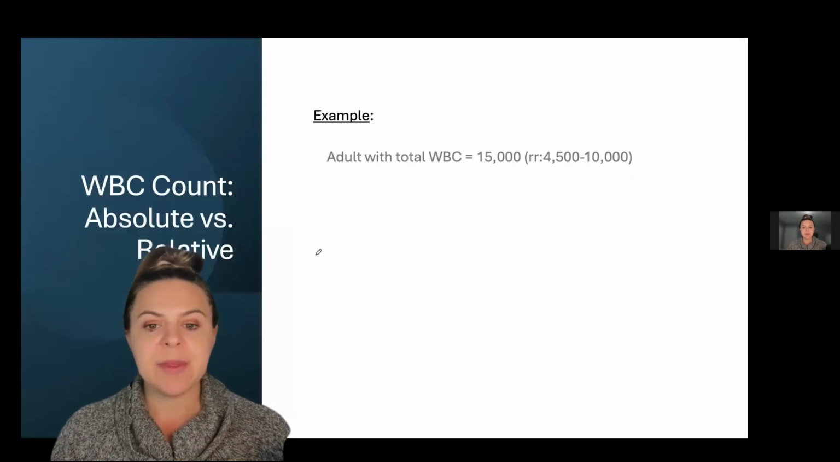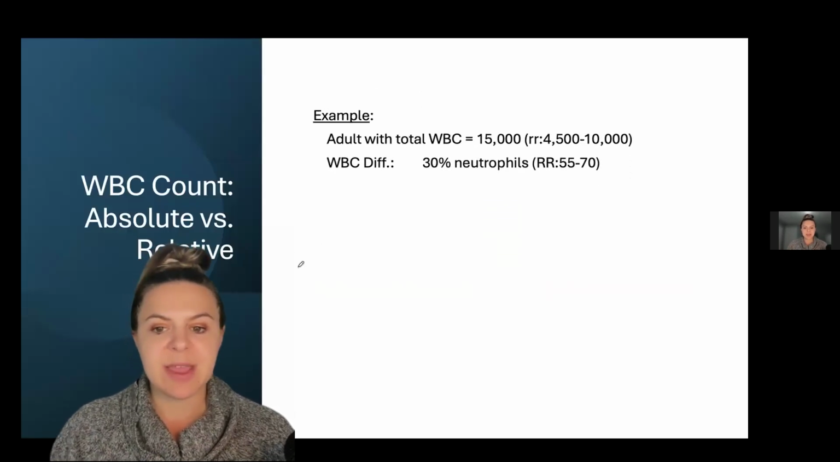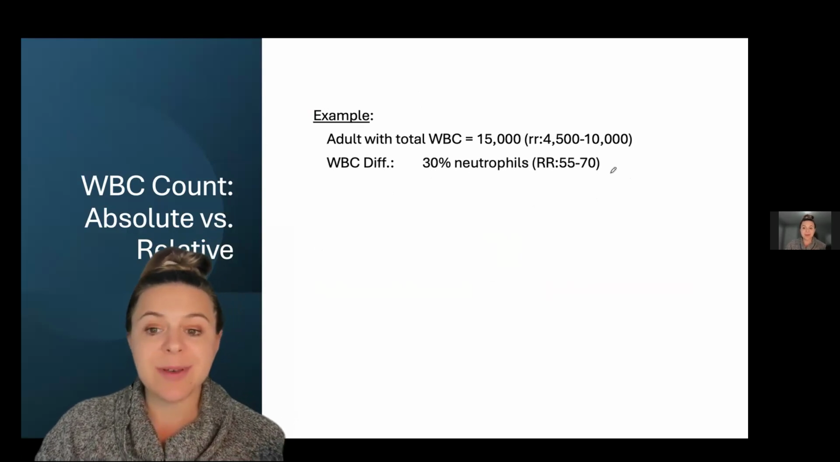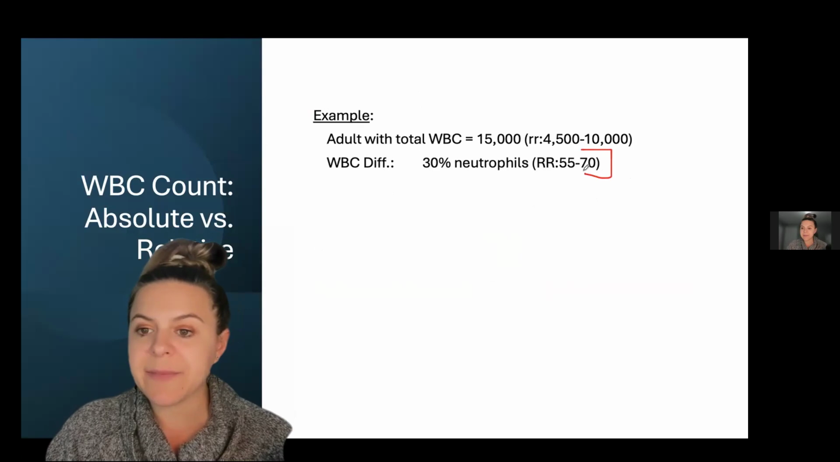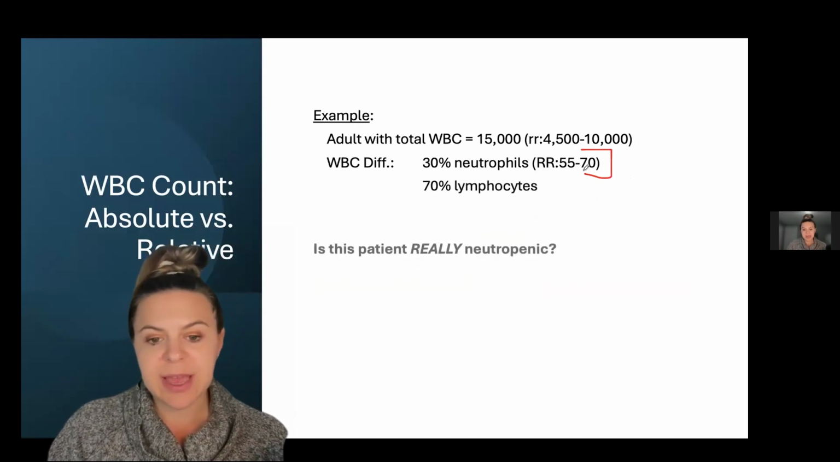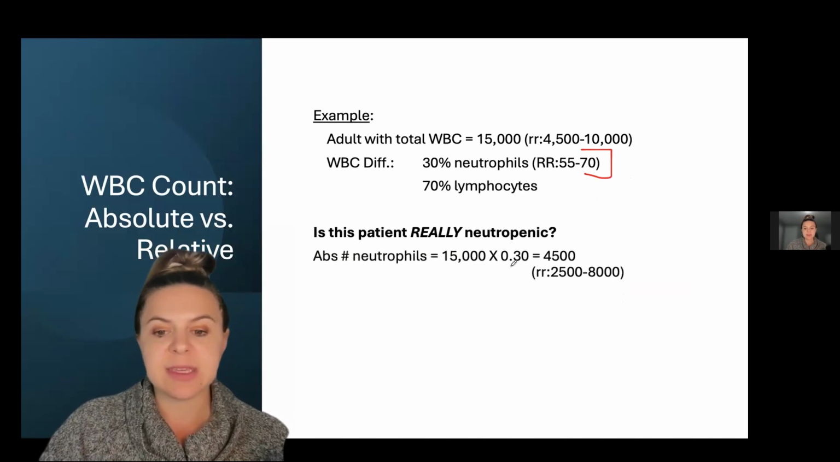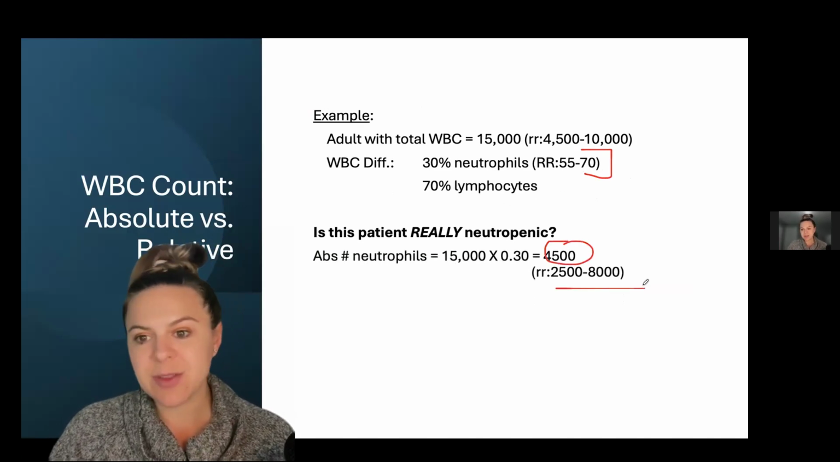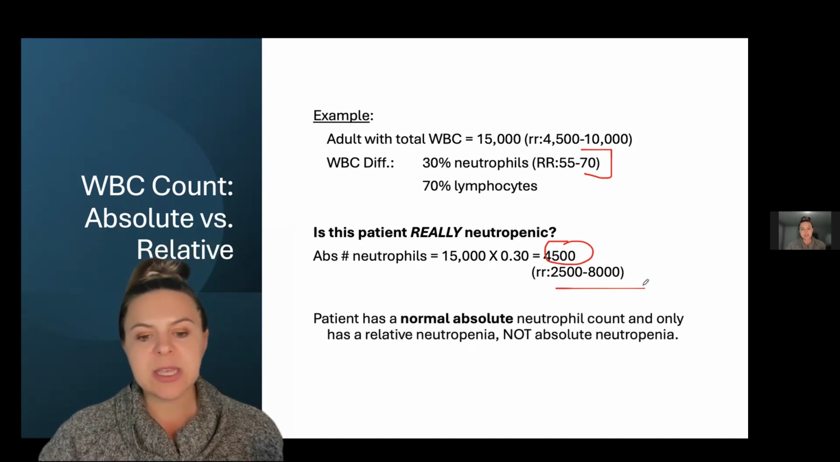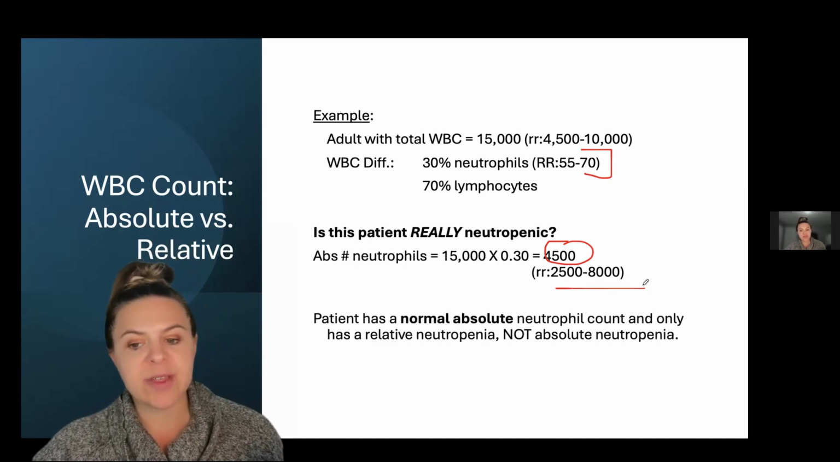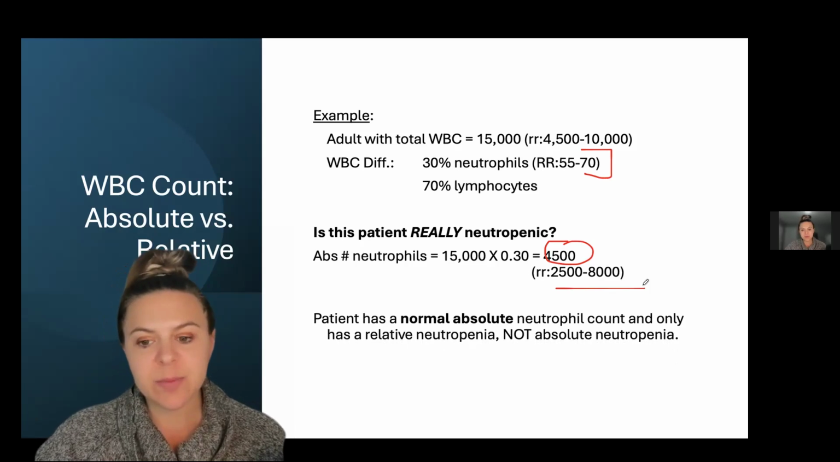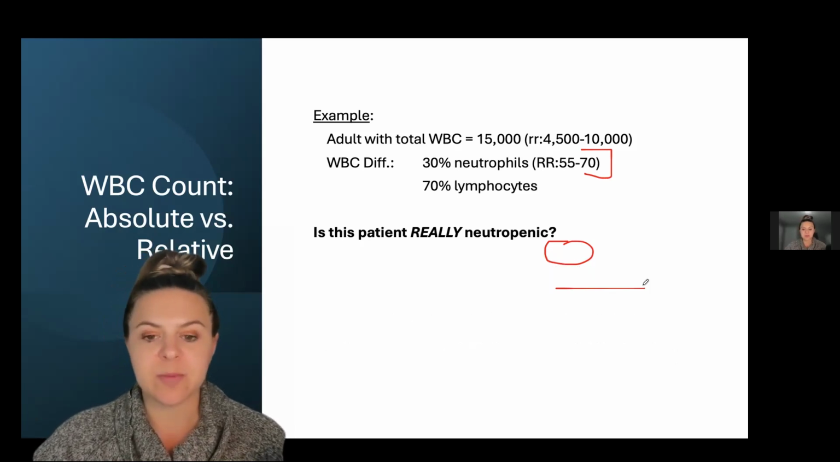So for example, an adult that has a total white blood cell count of 15,000 and a differential of neutrophils of 30%, well, that initially looks like neutropenia. Is it actually neutropenia? Well, we can calculate our absolute value. We can take 15,000 times 0.3, and that gets us 4,500, which puts us in the normal reference range. So the patient has a normal absolute neutrophil count and only has relative neutropenia, not absolute neutropenia.